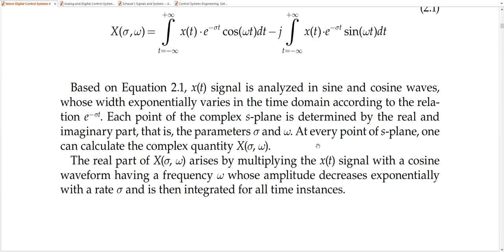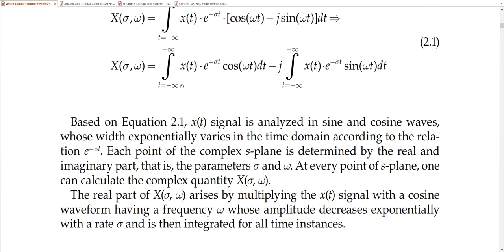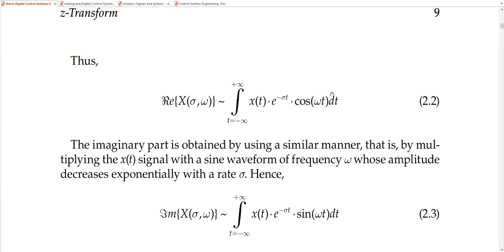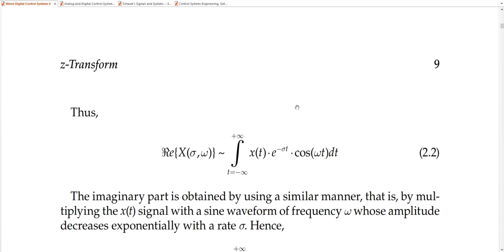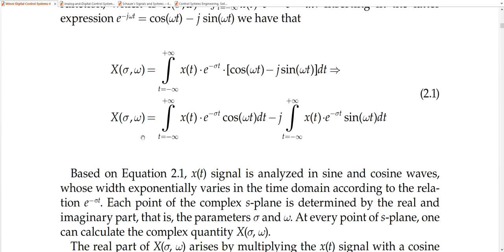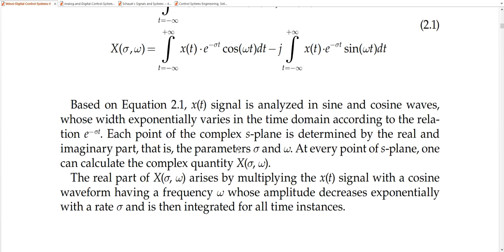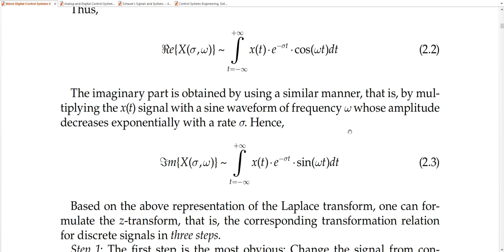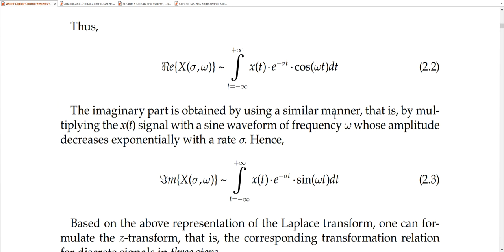So this is the Laplace transform, since we are dealing here with e to the t. As you can see here, the real part is the cosine value, and the imaginary part is this sine value. As you can see in the next page, we have here the real part, RE, and we have the imaginary part, IM.